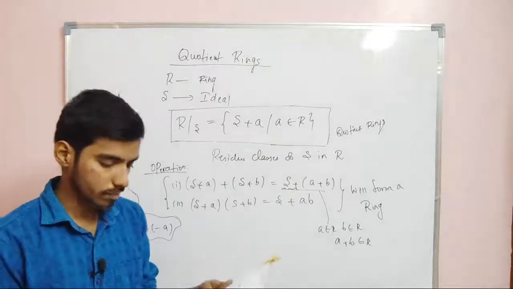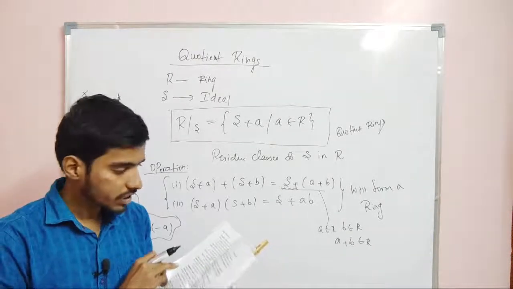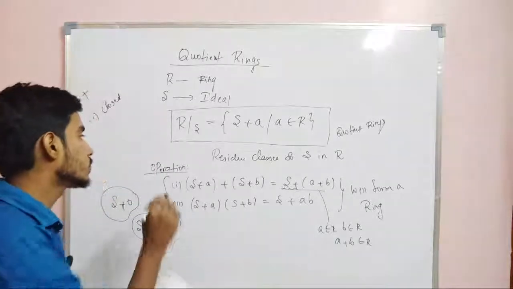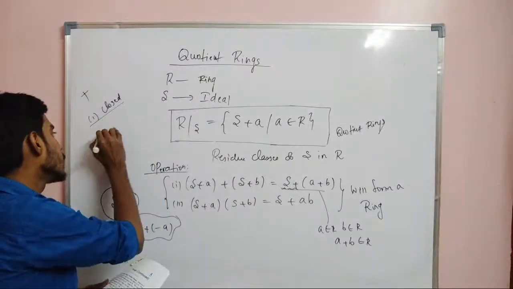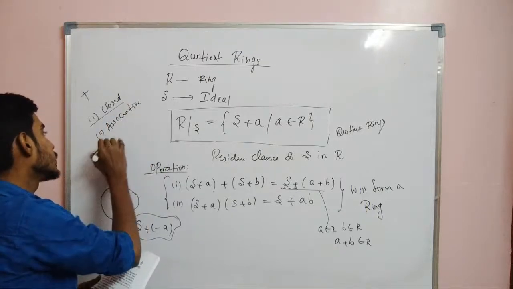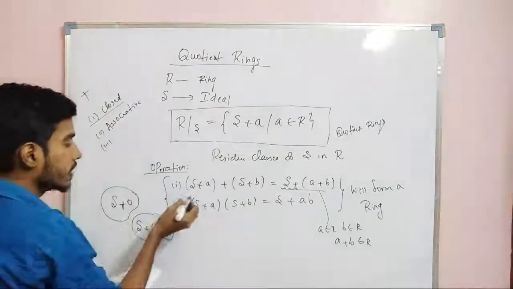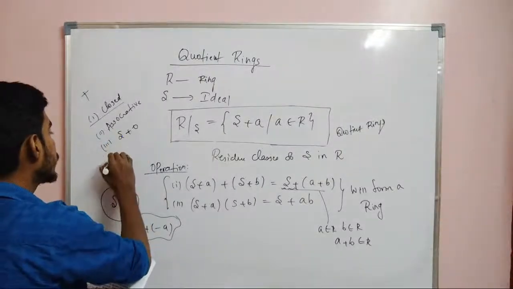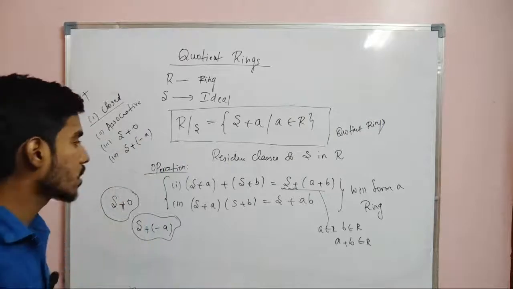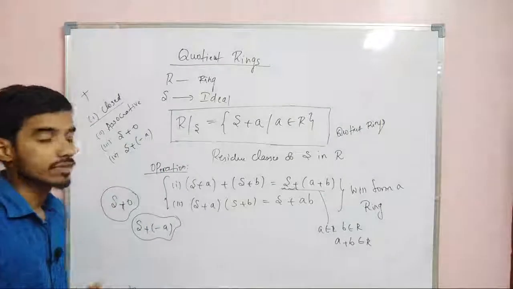So just refer to page numbers 355 and 354. First, it is closed and it is associative, and third is the existence of identity. So S + 0 is our identity element, and the inverse is S + (-a), and it is commutative also. Therefore it is an abelian group.